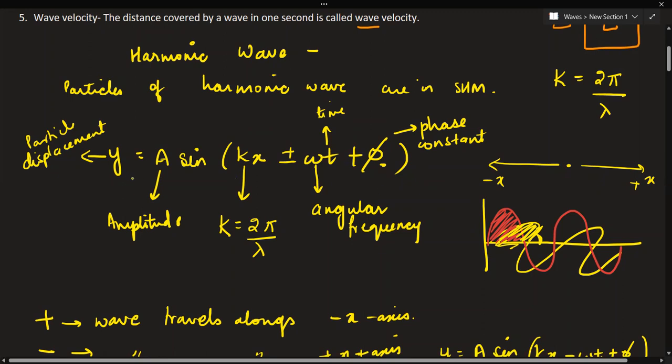So ultimately you will be left with y is equal to A sine (kx plus minus omega t), where phi naught is 0. We'll be looking at cases where phi naught is equal to 0 and where it is not equal to 0. So is this basic clear, how to represent a harmonic wave? Okay, just note it down.